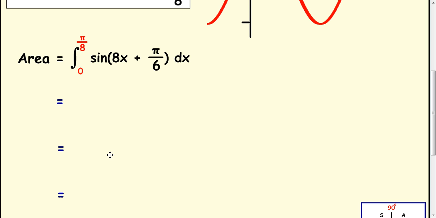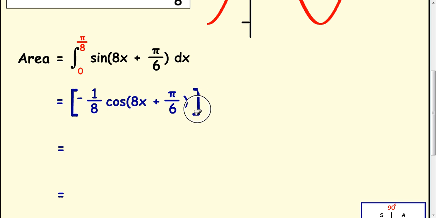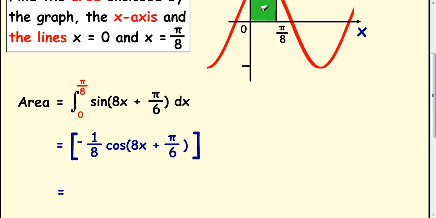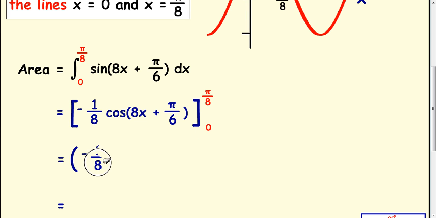So, when we integrate sine, you get negative cos. Divide by the derivative of the bracket, which is 8. So we get negative an eighth cos of the bracket. This time we've not got a constant of integration because we're actually calculating an area. So we need to substitute our values in our limits. So let's substitute the upper limit in first. And that will come out like this.